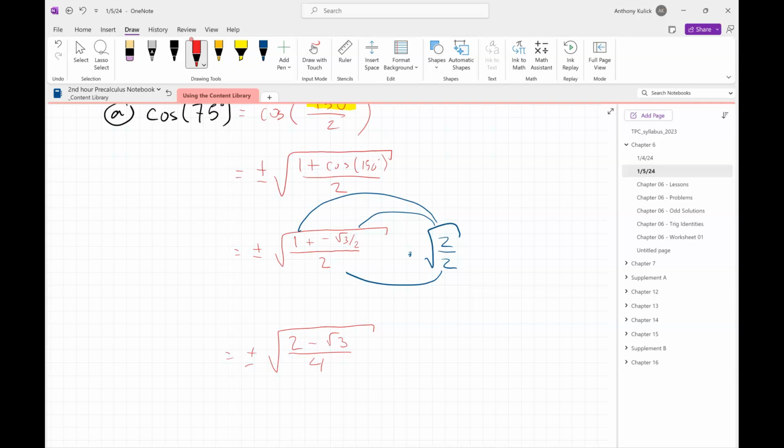Yes. Oh, that's the half angle identity for cosine. That's H2. Oh. Yep, on page 2, the last set of identities. Oh, okay.